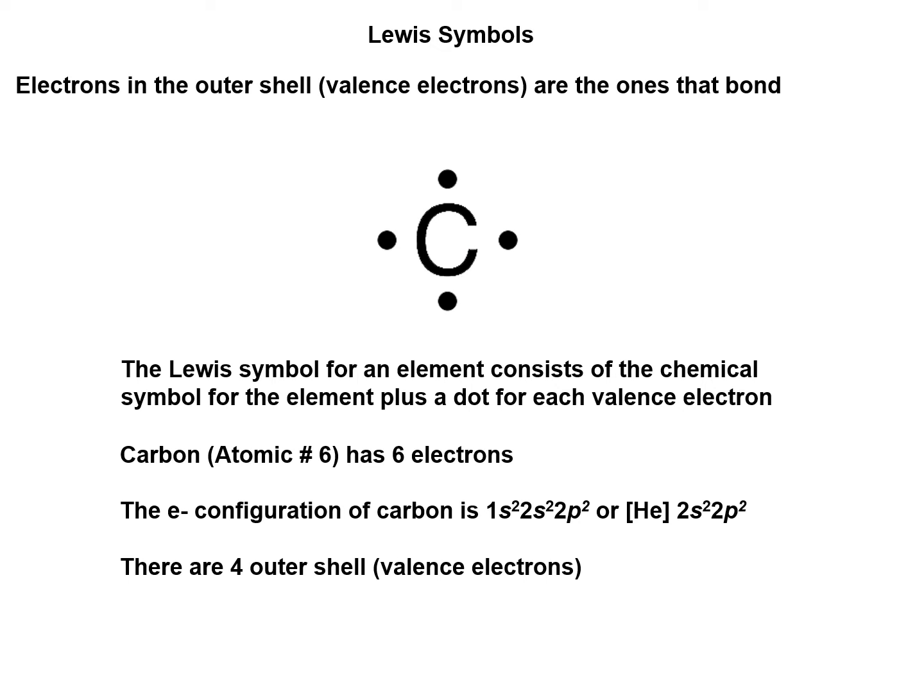Now that we understand electron configuration, we can start to draw Lewis structures. The Lewis symbol for an element consists of the chemical symbol for the element plus a dot for each valence electron. Carbon, atomic number 6, has 6 electrons. We know the electron configuration of carbon is 1s2, 2s2, 2p2, or helium bracket 2s2, 2p2. Therefore, there are 4 outer shell valence electrons: s2 plus p2, 2 plus 2 is 4. So we can draw carbon with 4 electrons surrounding it. We fill the electrons clockwise, 1, 2, 3, 4.